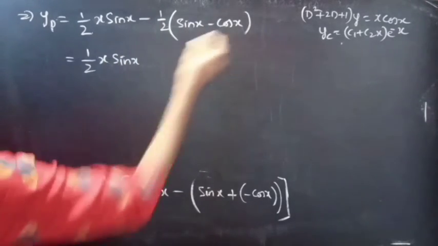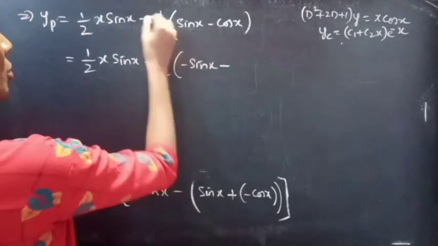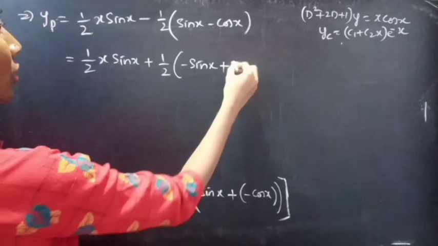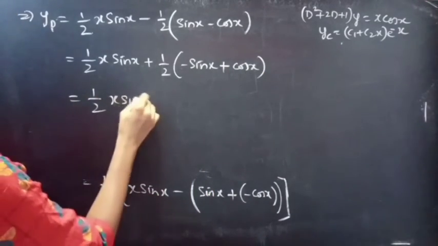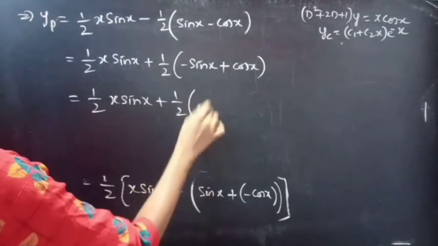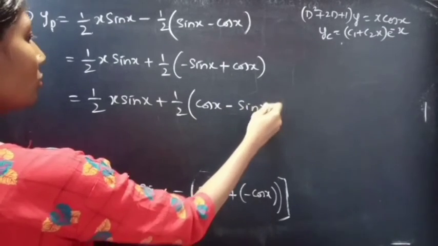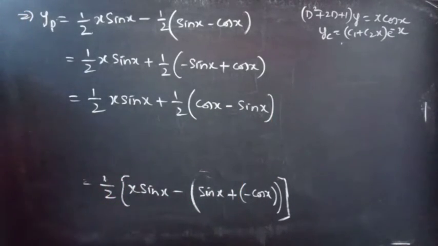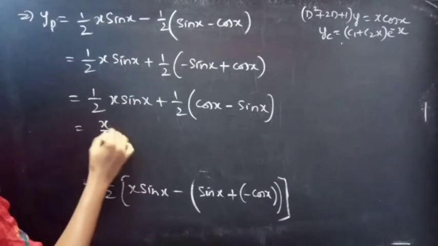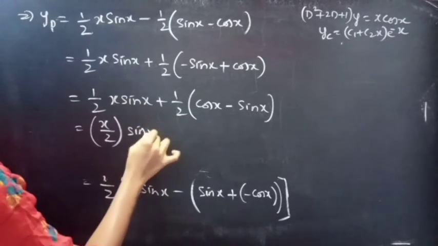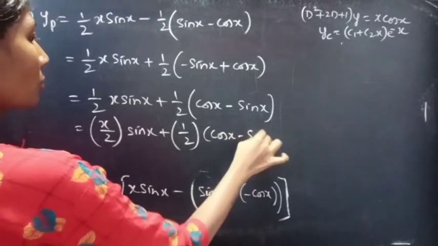Now take this minus inside the brackets, we'll get plus 1 by 2 into minus sin x minus into minus plus cos x. This is equal to 1 by 2 into x sin x plus 1 by 2 into, write the term involving plus sign first, you'll get cos x, and then the term involving negative sign. Or you can write this as 1 by 2 into x is x by 2 into sin x plus 1 by 2 into cos x minus sin x.